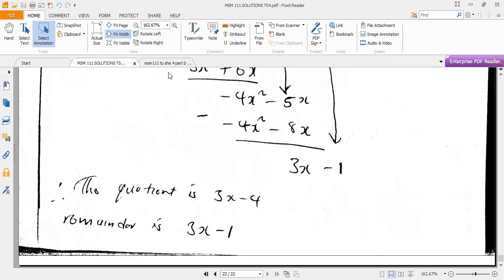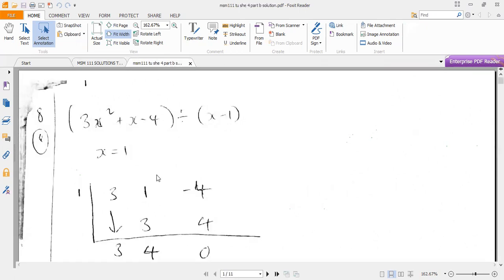So now we go to question 8. We are done with question 7, and we have gone to question 8. Hopefully you guys have the energy. I'm hoping to finish this tutorial sheet today so that the next time we meet, we start tutorial sheet 5.